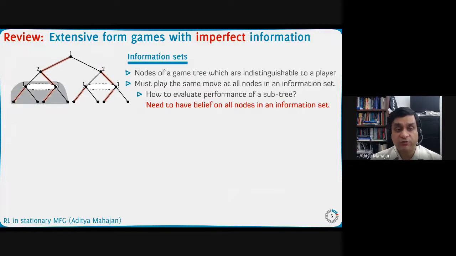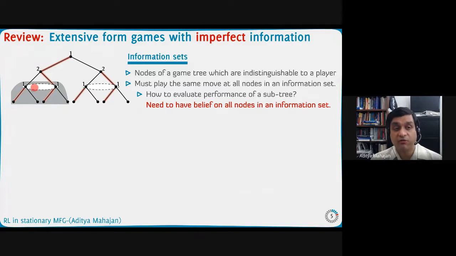Now, when we try to define something equivalent to subgame perfect equilibrium in games with imperfect information, there is a difficulty. And that is, if I look at, for example, the subgame starting from this information set, and I want to compute what is the expected performance of, let's say, this strategy, I need to know what is the probability distribution of being in both the nodes in this information set.